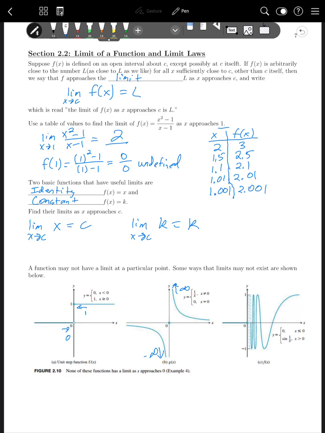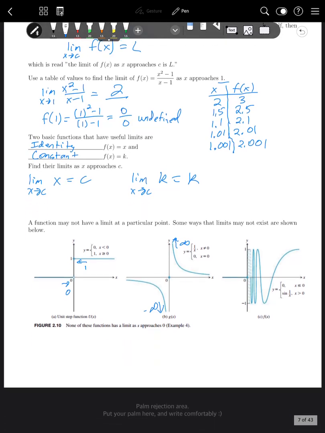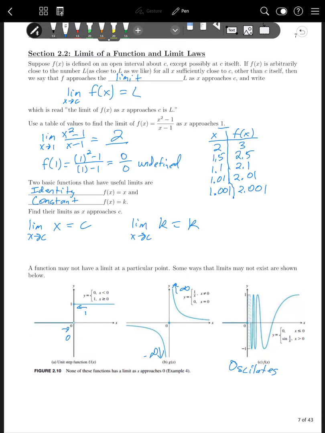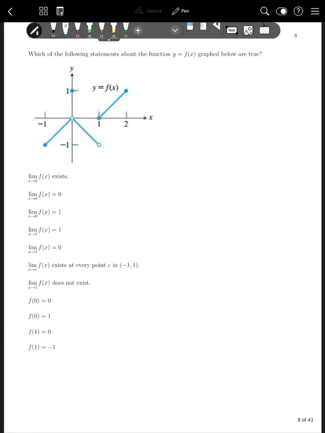And then another idea is something that oscillates too much, and that's what's happening in this last one. So notice this graph bounces back and forth between 0 and -1, so as we get closer and closer to 0 on the right-hand side, we're approaching all the values between 0 and -1. So there isn't one value that we're approaching. So let's look at an example of that. So here are some true or false statements, and the question is just to answer these as either true or false.